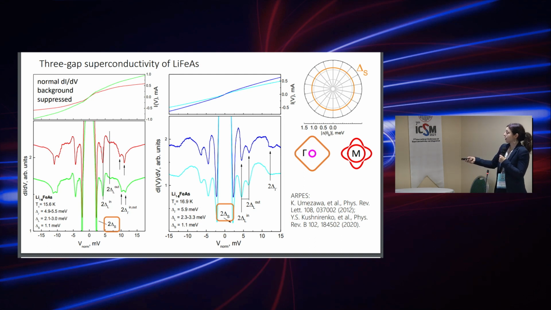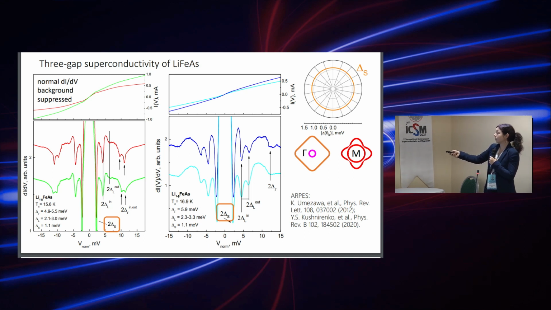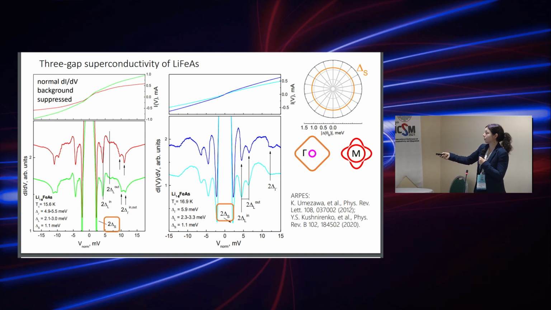Comparing with the ARPES data, ARPES tells us that the smallest gap develops on the largest barrel of the Fermi surface, the outer hole barrel, so we can attribute this order parameter to the outer hole barrel. Its value is about 1 meV, and due to the large amplitude of these dips, we obviously expect an s-wave symmetry of this gap.